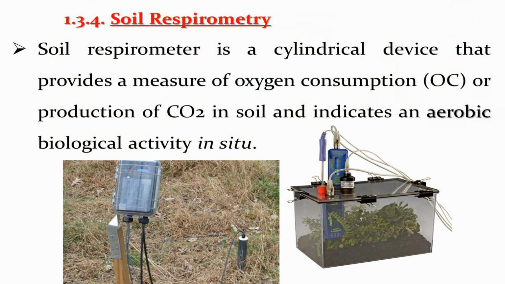Another factor we have is called the soil spirometer. The soil spirometer is a device able to measure the oxygen consumption within the soil. This cylindrical device measures the oxygen consumption, or sometimes the production of CO2, in the soil, and indicates the aerobic biological activity in situ. You can see the figures show the soil spirometer.